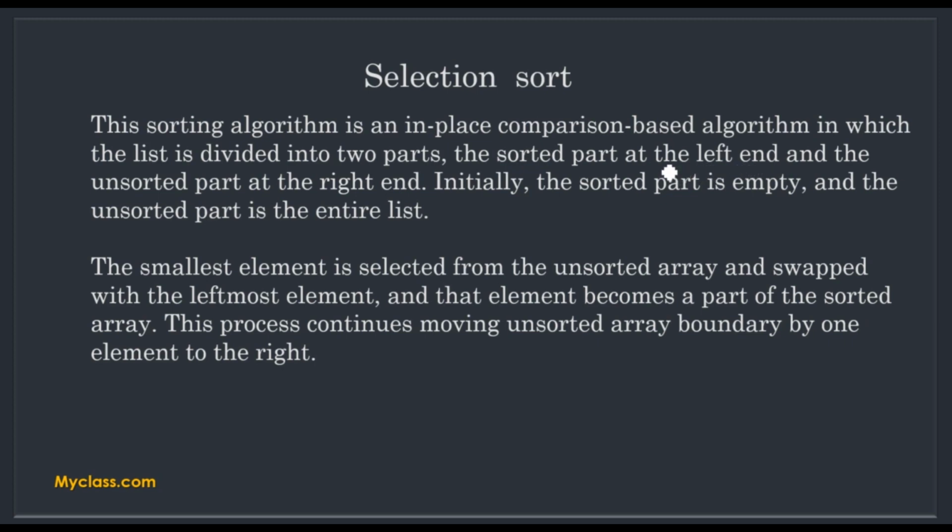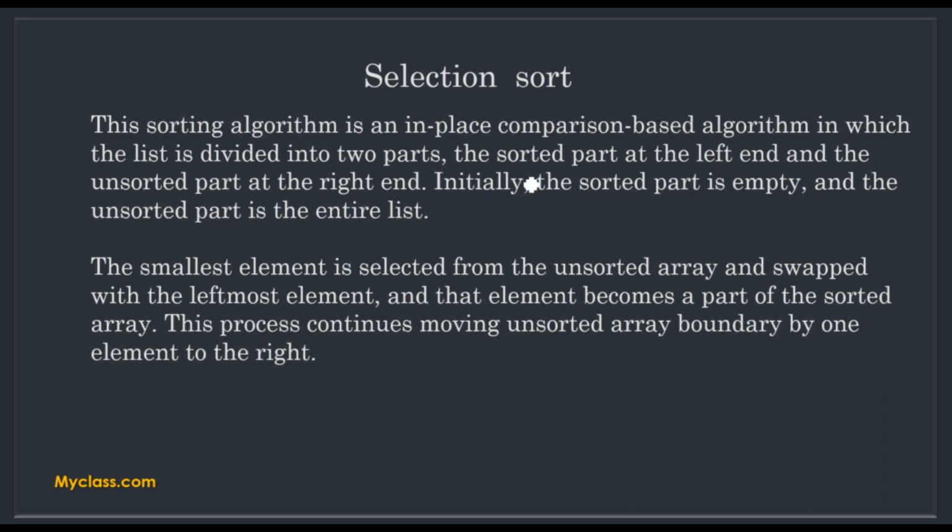Selection sort is also an in-place algorithm because we are not using extra memory more than our array space. It is not using much extra memory for sorting. It is also a comparison-based algorithm: we are comparing the elements and swapping the elements, and that is how selection sort works.